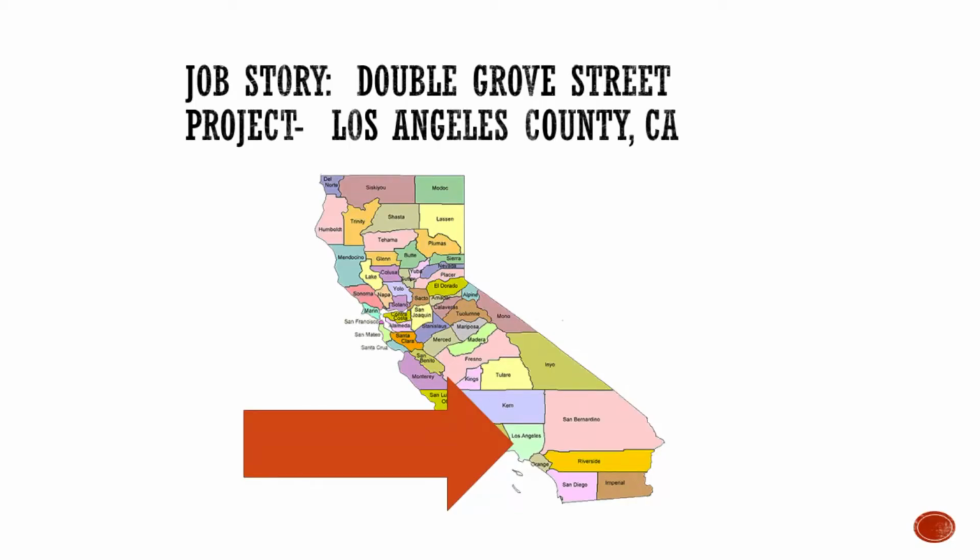And it all comes down to enhancing what's there, making it better. So the job story we'll focus on today is the Double Grove Street project in Los Angeles County. Awesome preservation program there in LA County. And it's the largest county in California, I should say. 88 cities within the county, very diverse climate, 7,400 lane miles of road.